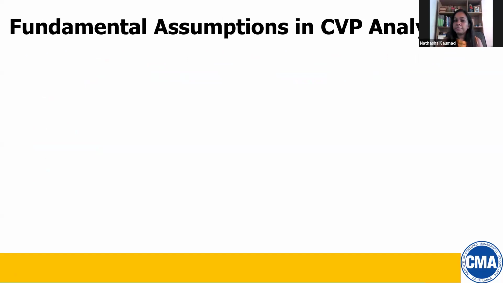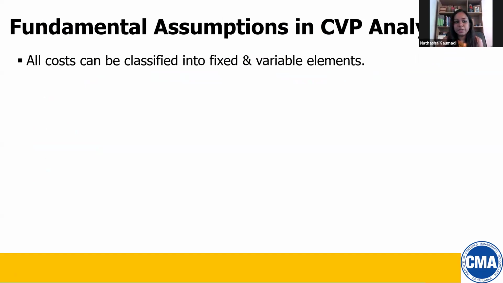Right. Now, before we learn the techniques in CVP analysis, there are fundamental assumptions. I will tell you why these assumptions are there, but we'll read the first assumption. The first assumption is that all cost can be classified into fixed and variable elements. If we take rent, direct material cost, cleaning staff salaries, or electricity, everything we can classify into fixed and variable elements.